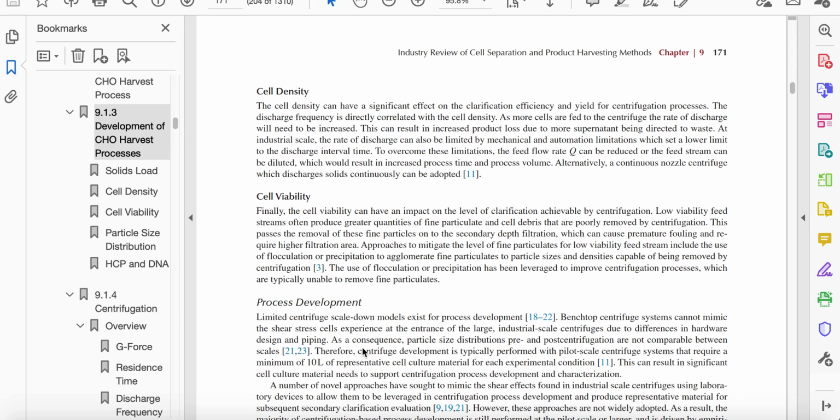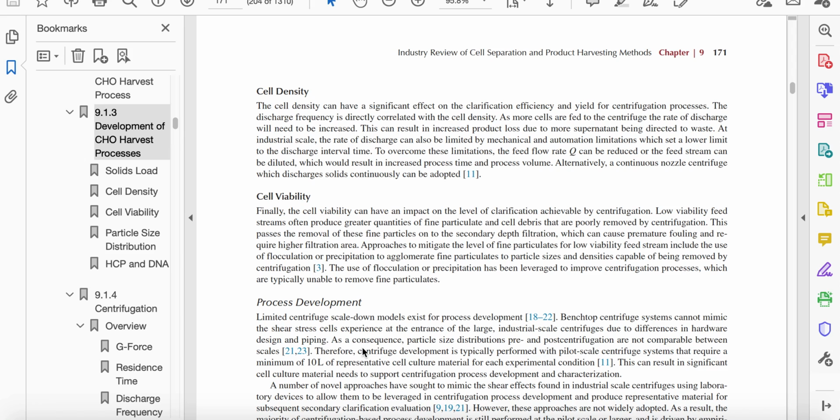The cell density can have a significant effect on the clarification efficiency and yield for centrifugation processes. The discharge frequency is directly correlated with the cell density. As more cells are fed to the centrifuge, the rate of discharge will need to be increased. This can result in increased product loss due to more supernatant being directed to waste.